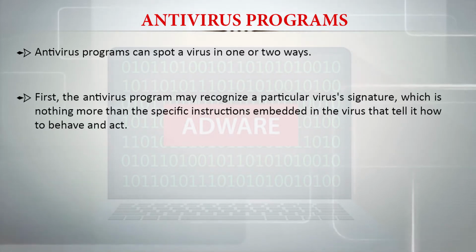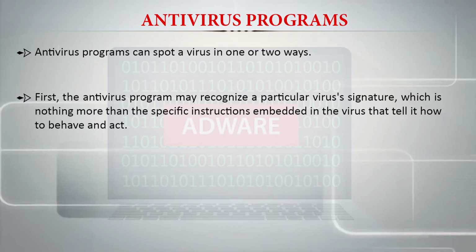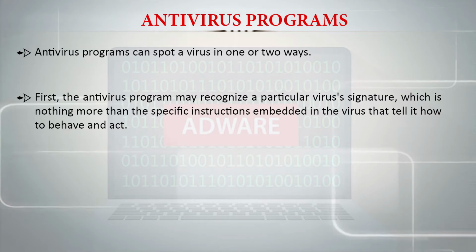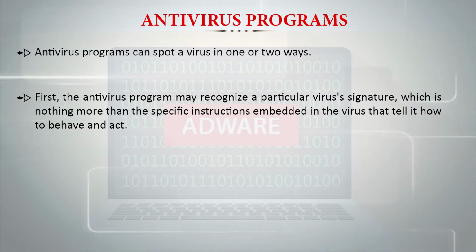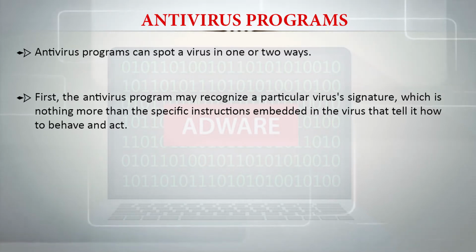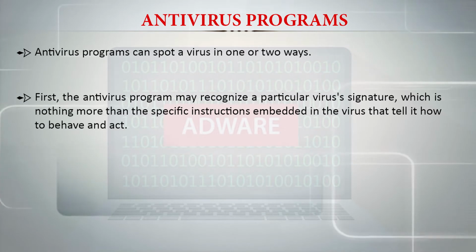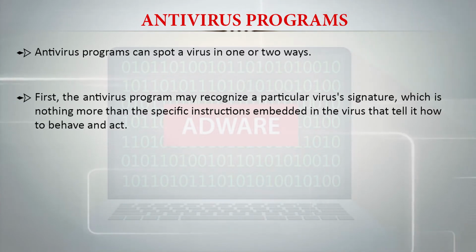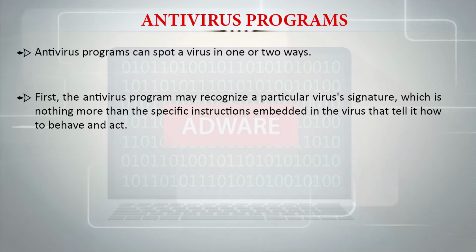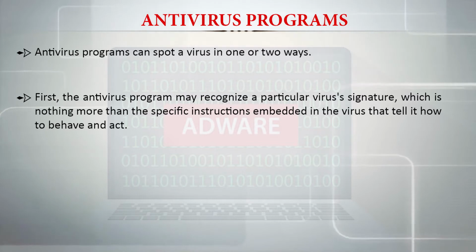First, the antivirus program may recognize a particular virus signature, which is nothing more than the specific instructions embedded in the virus that tell it how to behave or act. So they recognize a particular type of virus. Every virus has a signature, and the primary way to check for a virus in the system is to catch or recognize the signature of the virus.